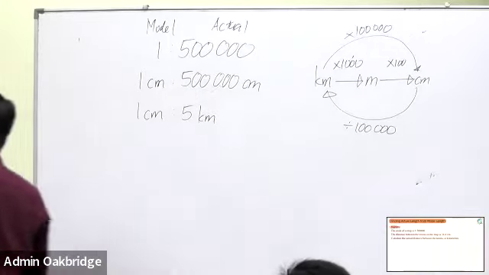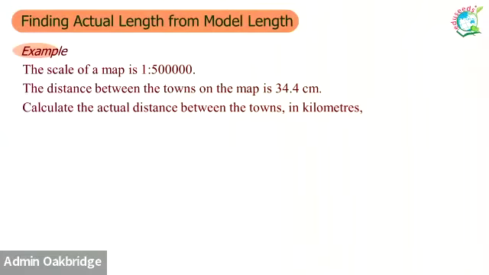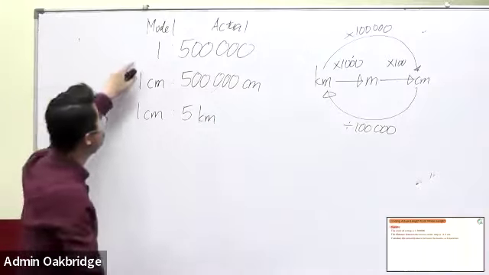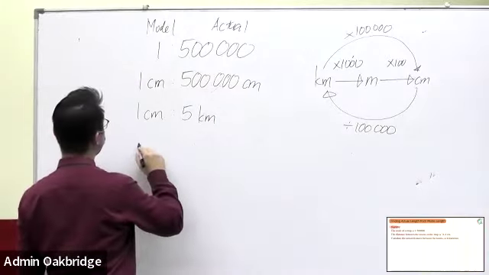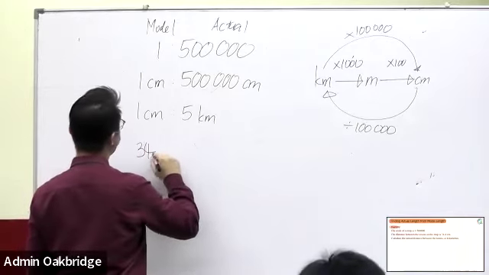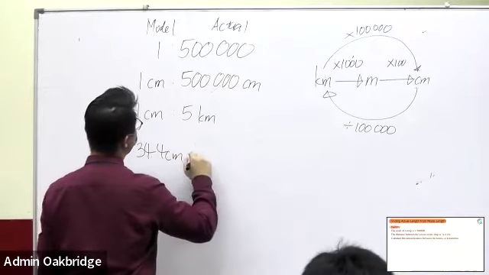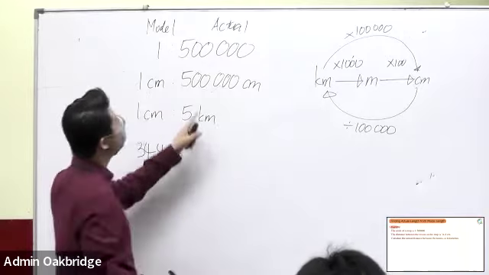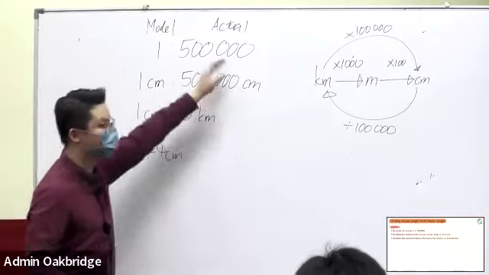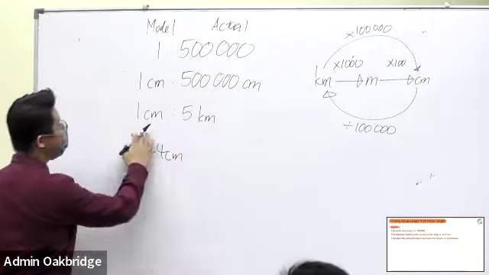Now you look back to the question. You want to find the actual distance between two towns. If the distance between two towns on the map is the model one, okay, model size, always the smaller one, it's 34.4. So now our model size is 34.4 cm. What will be the distance for the actual one? You know, 1 cm represents 5 km.